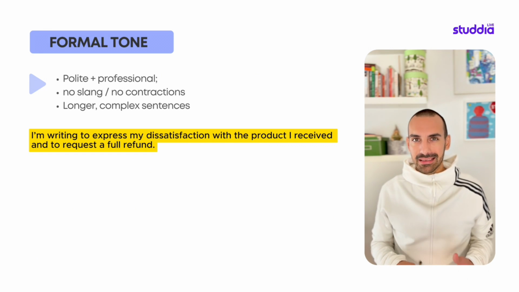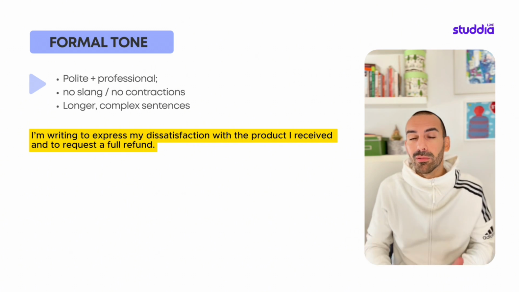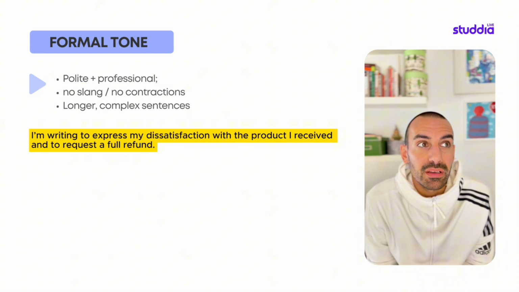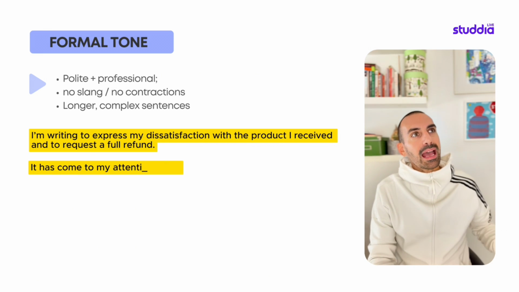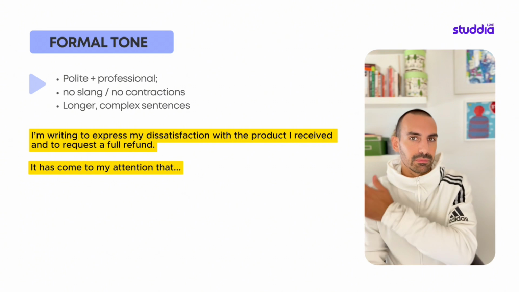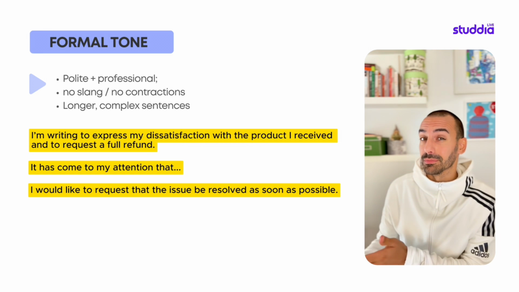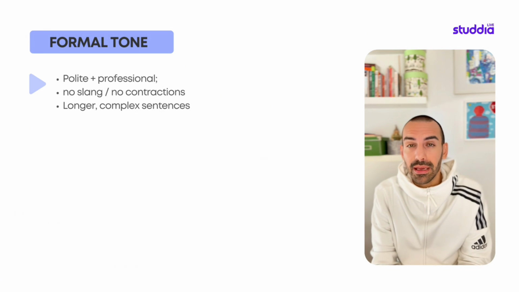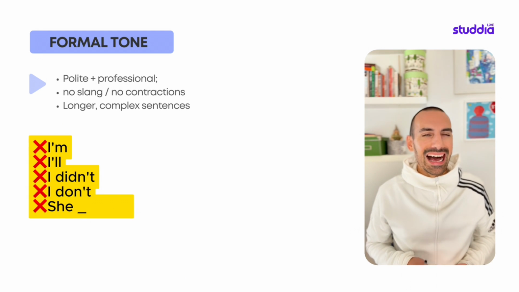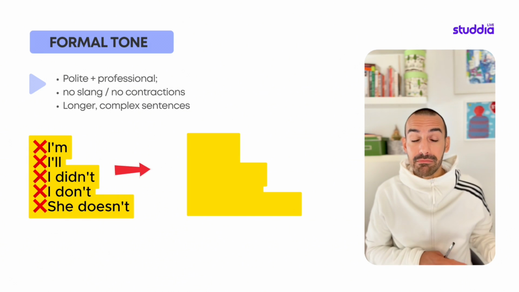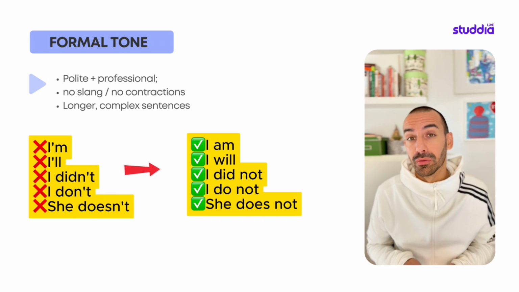Formal writing tends to use slightly longer and more complex sentences, and you often see the passive voice or modal verbs used very frequently. So, for example, it has come to my attention that, and so on, or I would like to request that the issue be resolved as soon as possible. Another important thing in formal writing, avoid contractions. Avoid things like I'm, I'll, I didn't. Write them out in full. I am, I will, I did not. That alone already makes your writing sound more formal.